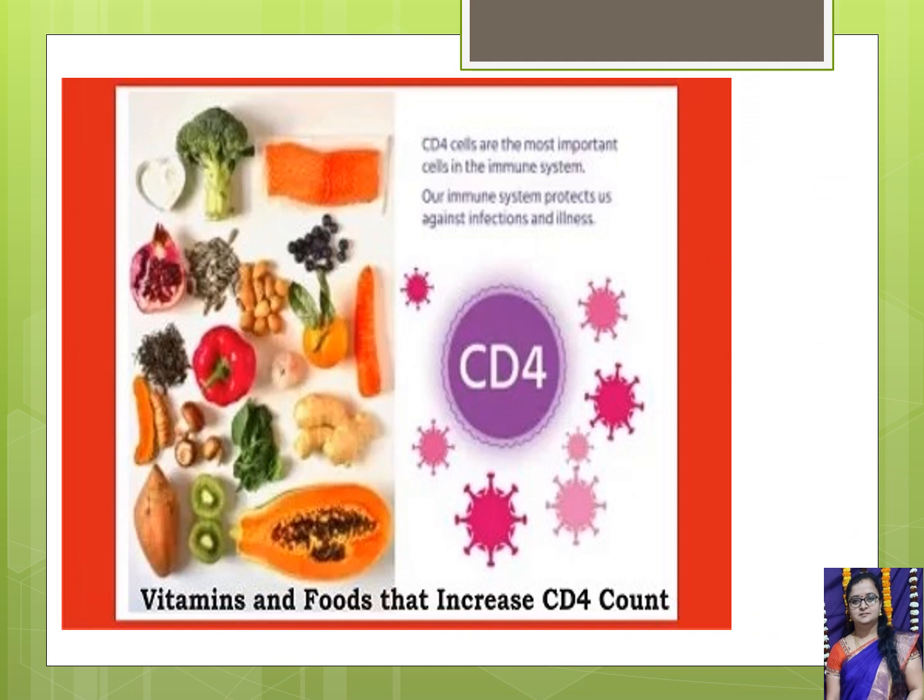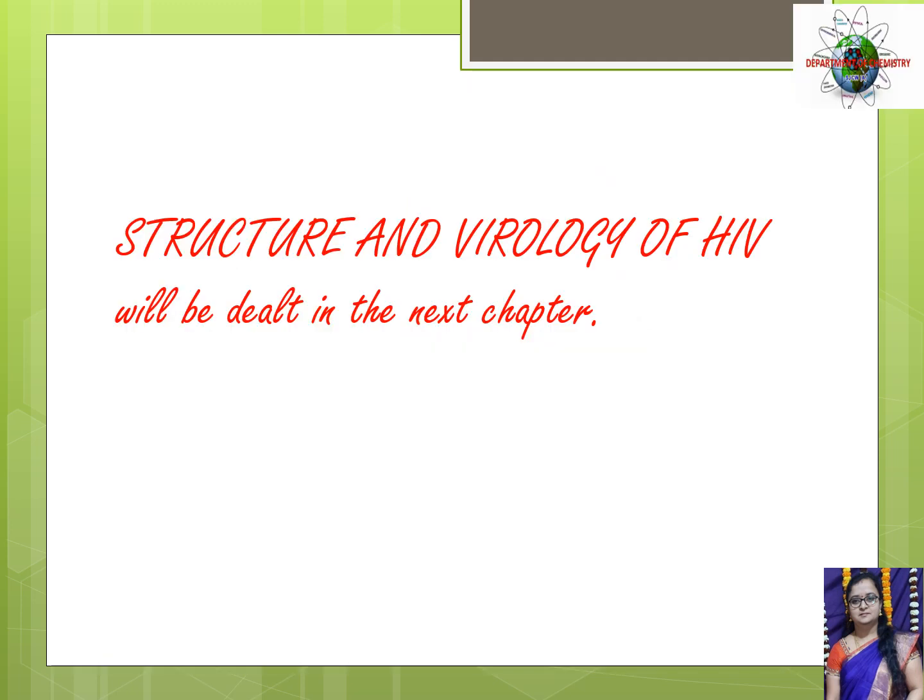In order to improve the CD4 count, there are some food habits to be induced into the body system. So broccoli, carrot, pomegranate, all the nutrient rich foods or vitamin C rich foods are being taken by the human body in order to increase the CD4 count. The structure and virology of HIV will be dealt with in the next chapter.